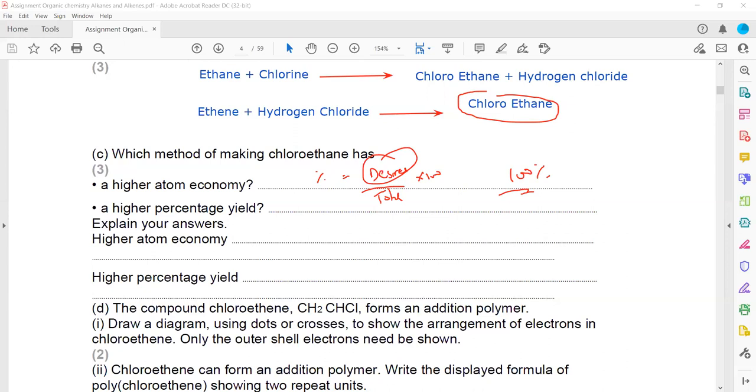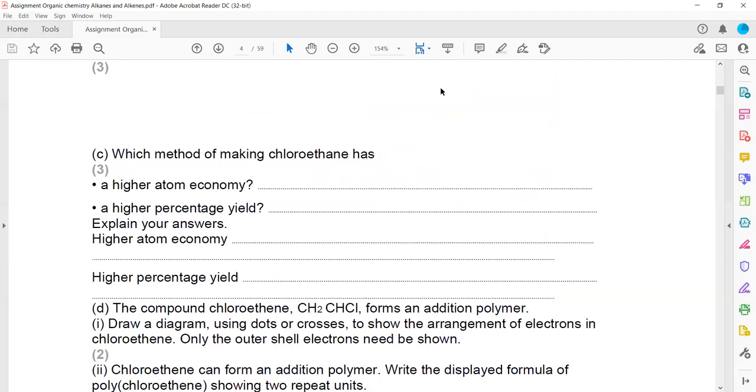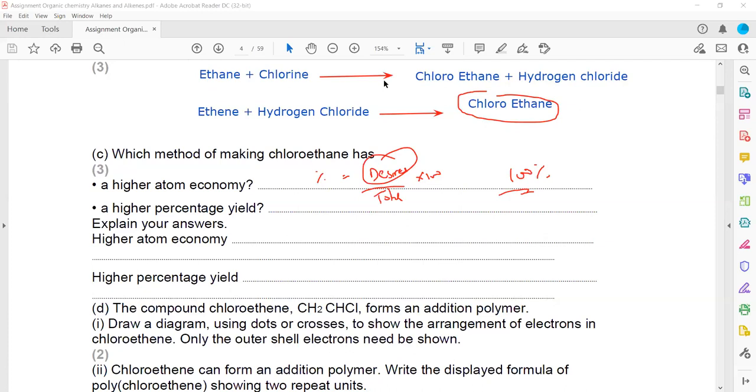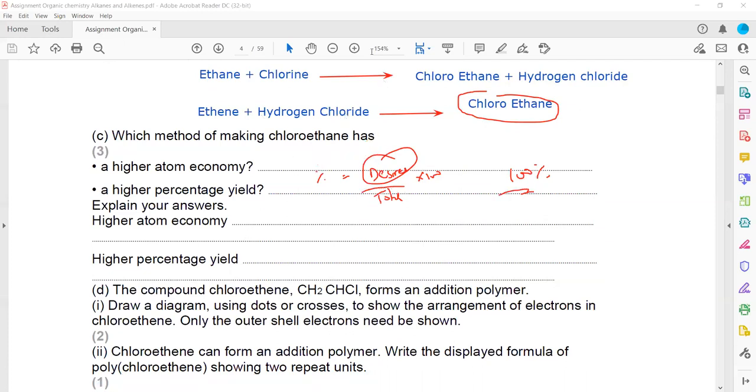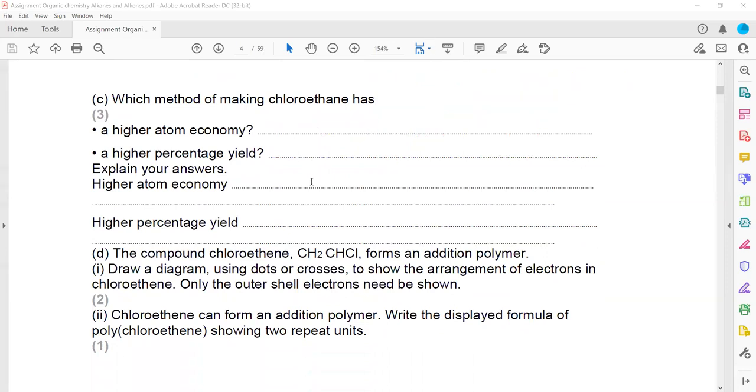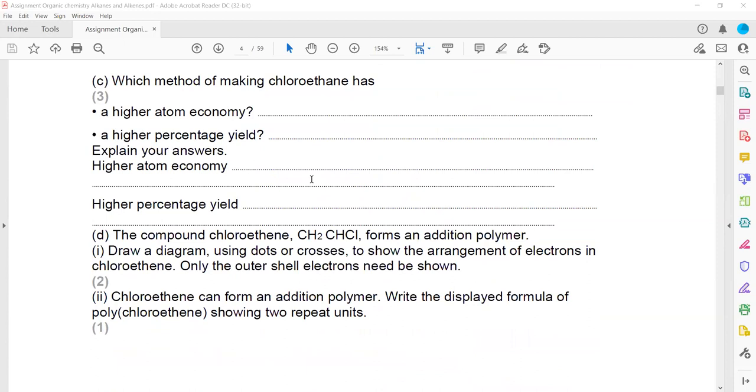And the last part, which has the greater yield? That answer is also the second reaction. Why? Because the first reaction has many stages, multiple steps. But for addition, few steps are there. That's why the higher percentage yield is also for preparing chloroethane from ethene.